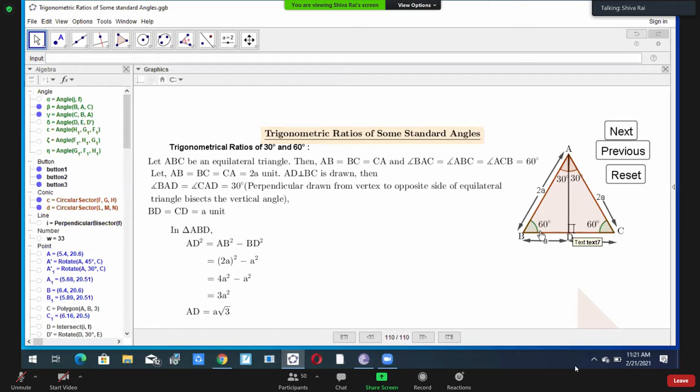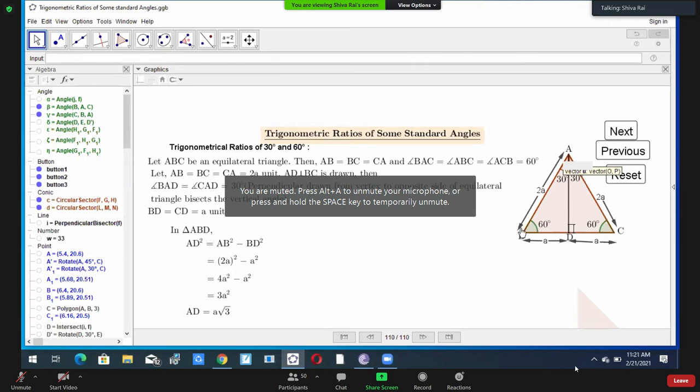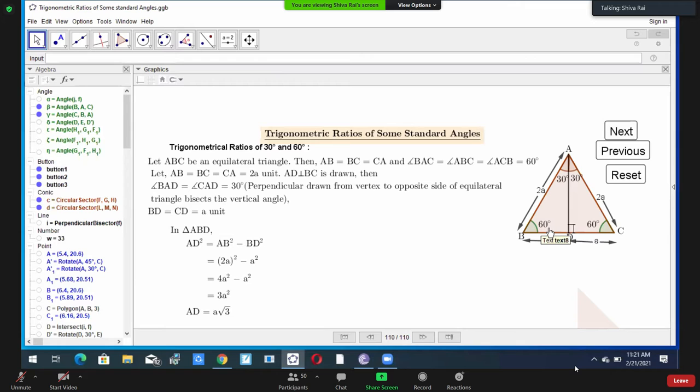And this BD, if you are taking it as base, this is perpendicular. If you are taking this as base, this becomes perpendicular. But hypotenuse does not change, already you know. Perpendicular and base depend on the angle of reference. But in this case, you look here, AD square equal to AB square minus BD square by Pythagoras theorem.